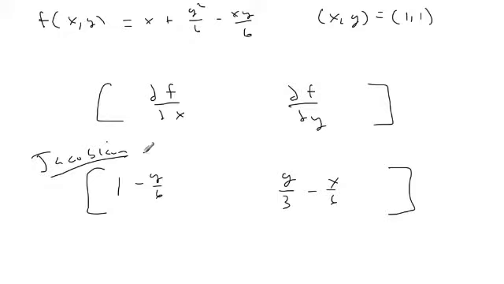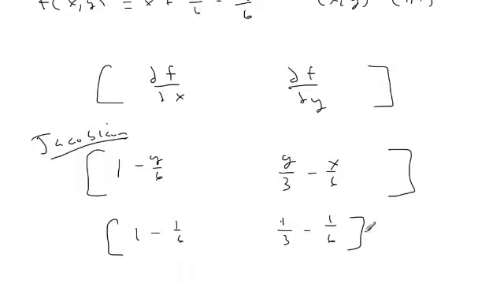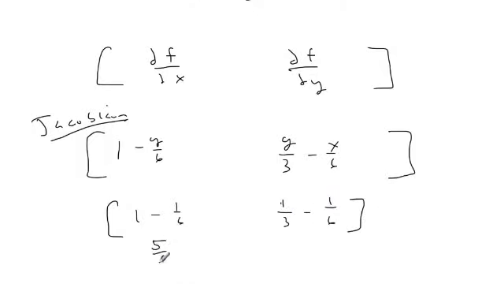Now, what does that mean? We want to do it at this point. So to find it at a point, we plug in 1, 1, and we get 1 minus 1/6, comma, 1/3 minus 1/6. 1 minus 1/6 is 5/6, and here we get 1/3 minus 1/6, that's 2/6 minus 1/6, which is 1/6. Alright, great. So this is our matrix L, right?